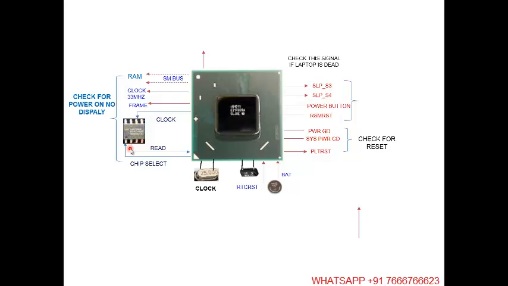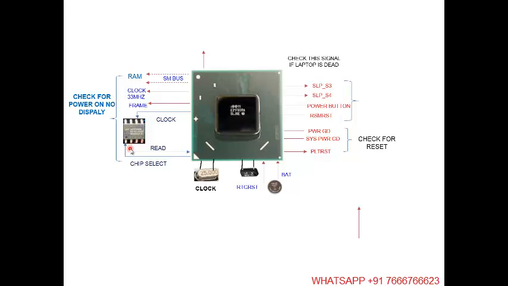The second pin is pin number 2, that is the read pin. Pin number 1 is chip select. If some oscillation is there, oscillation means the BIOS is sending information to the PCH. What information is being sent we can't say, because the BIOS may be corrupt. But it's sending something. So in that way you can check.